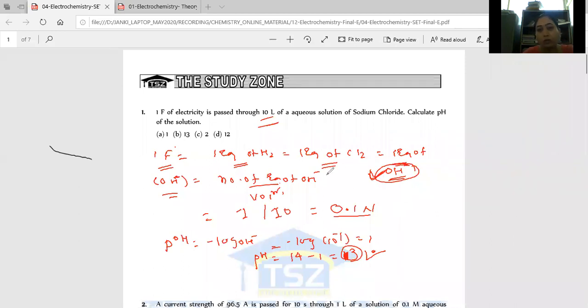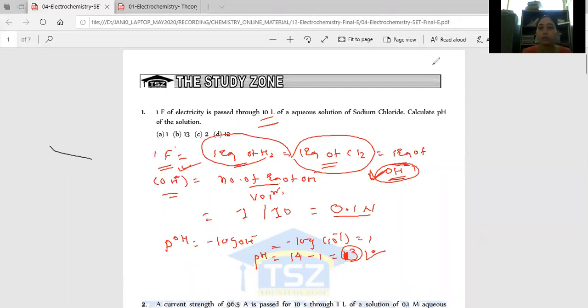Again, this is a good question regarding equivalents. Make this concept sharp, and brush it up. In short, you can easily solve this question. If you try to solve it the long way, it can become a bit lengthy. But this is a very easy concept. 1 faraday, 1 mole of electrons always gives one equivalent of any compound, any ion. Okay, so same rule we applied over here and we got the answer, that is 13, right?